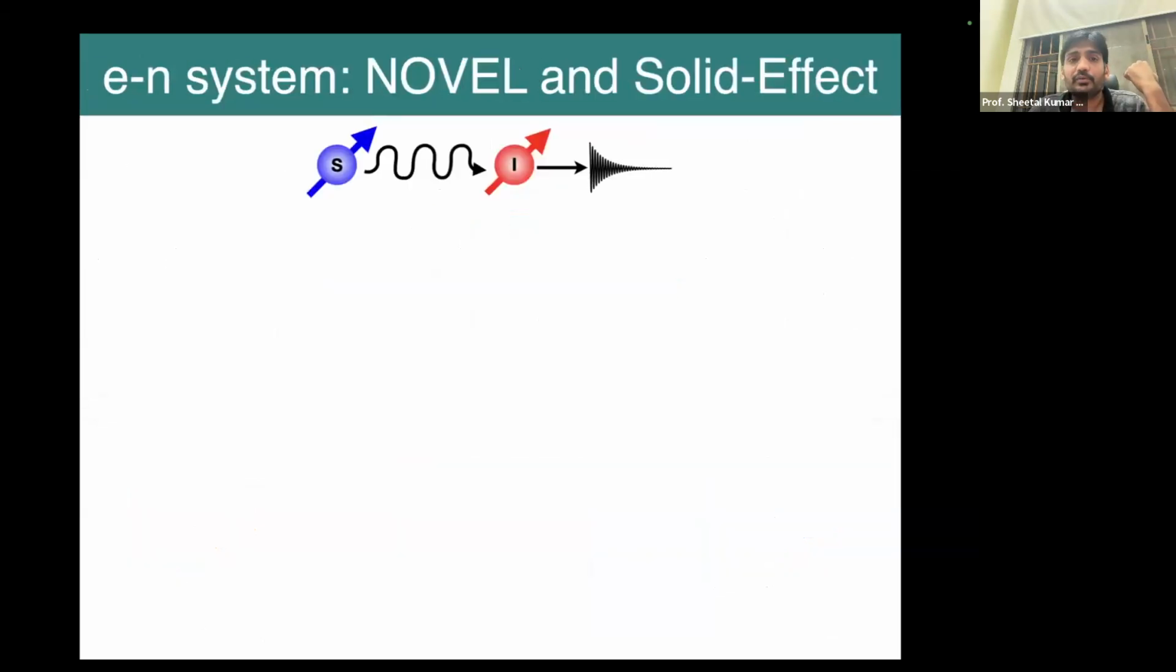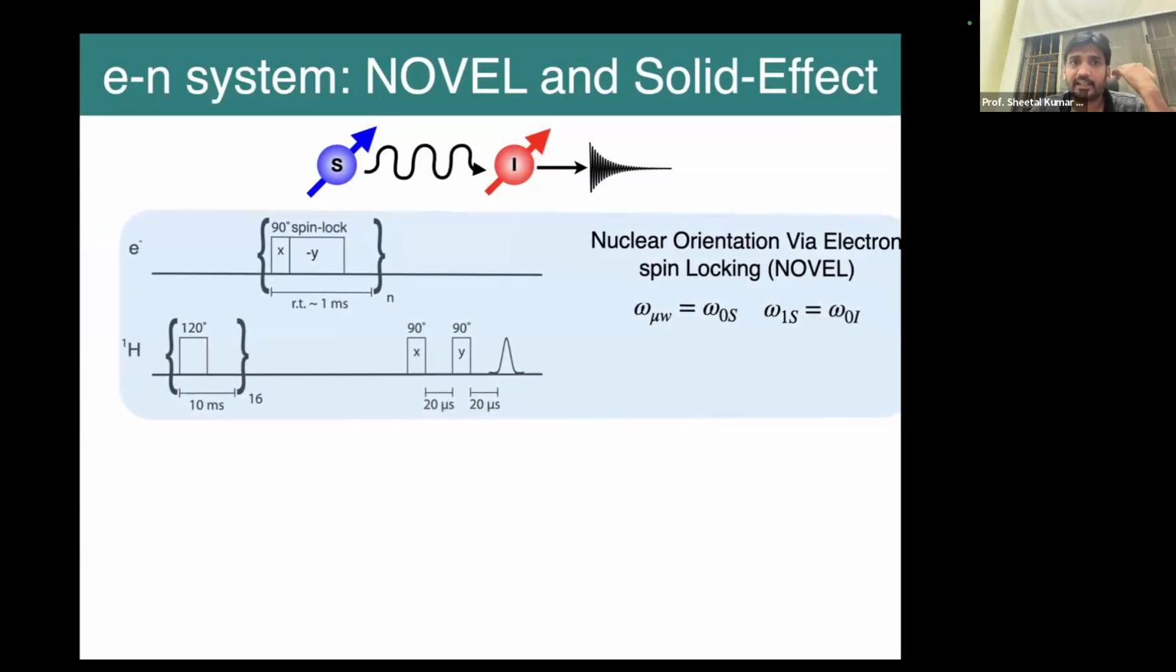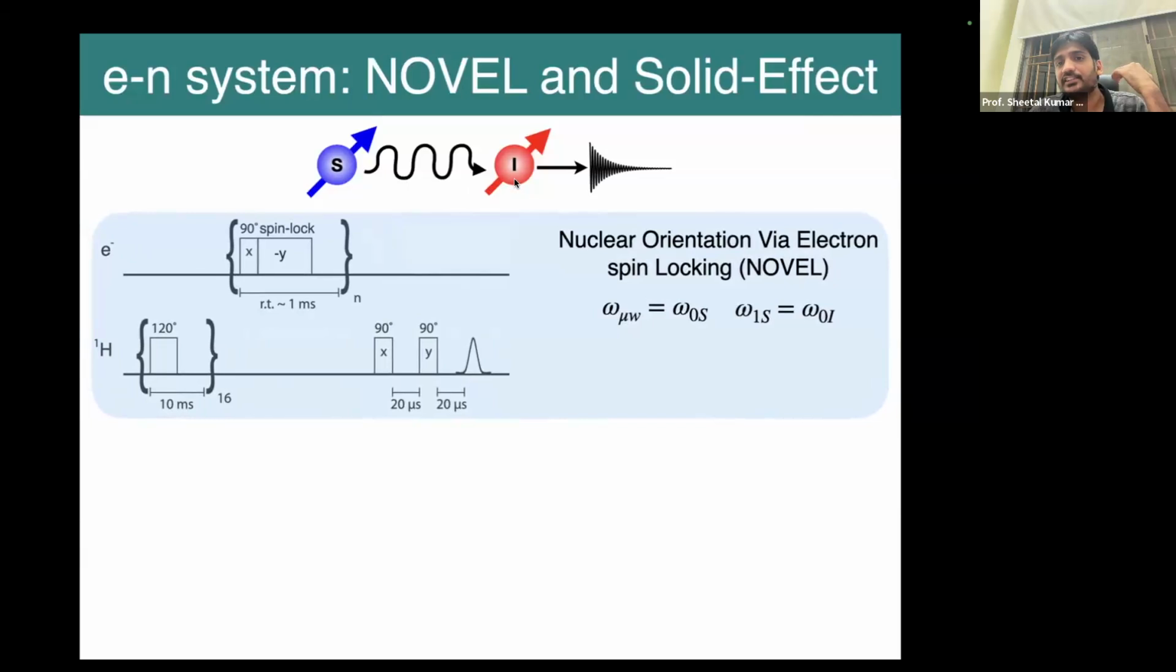Okay. Now let's consider the first case, which is a one electron, one nuclear spin system. Both are spin half. And S is denoted for electron spins, I is denoted for nuclear spins, and then there are these two mechanisms that I will be covering. So this is nuclear orientation via electron spin locking, which is called NOVEL.